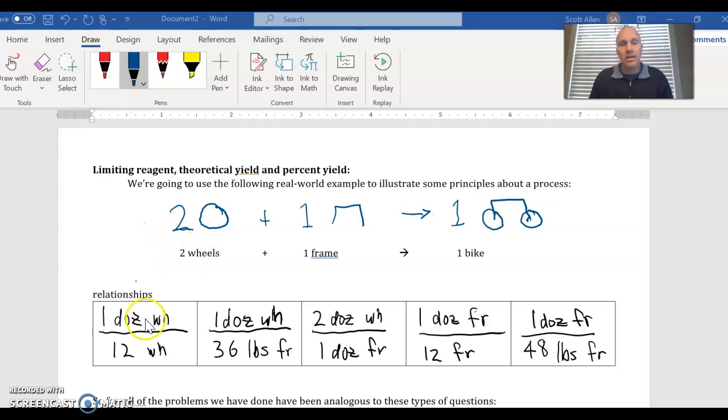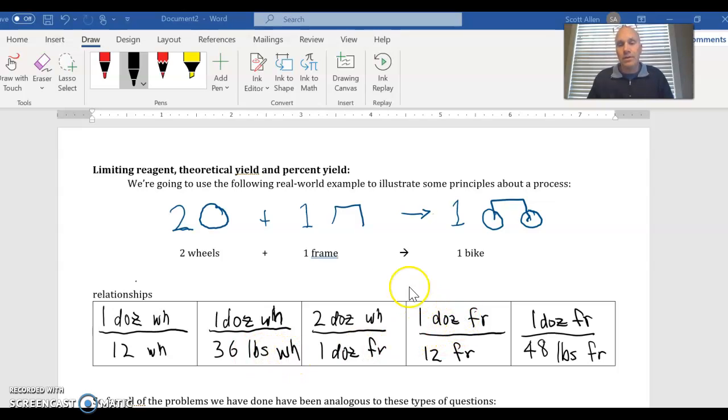All right, let's say you had a dozen wheels. What's one thing that's always true about a dozen? It means 12. If we had a dozen wheels, it would also have a weight. A dozen wheels would weigh about 36 pounds, so we could say that one dozen wheels corresponds to about 36 pounds worth of wheels.